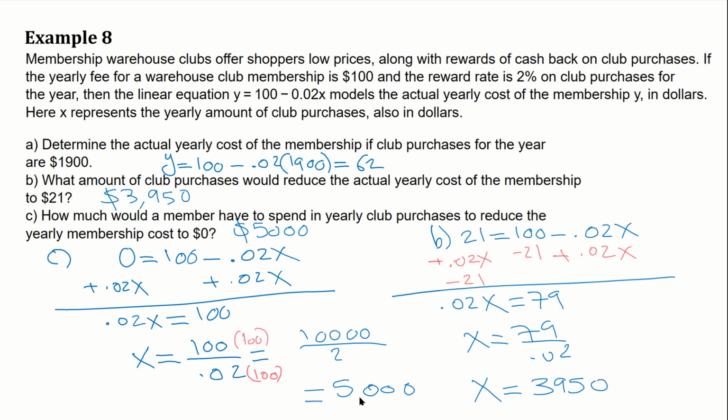And of course, if you spend more than that, anything above 5,000, your membership is actually going to become profitable. You're going to make some money on your membership. You're going to pay a negative membership price, which means, basically, you're making money. All right, so there's that.